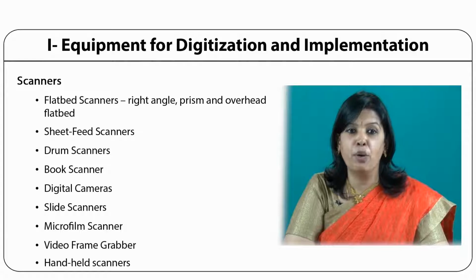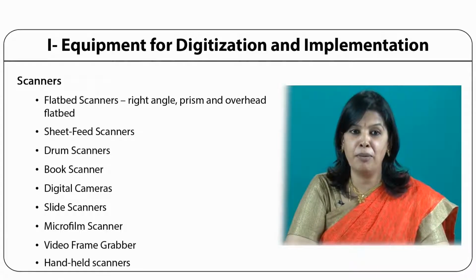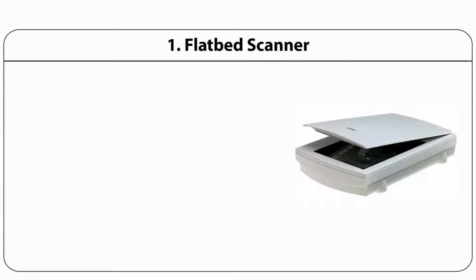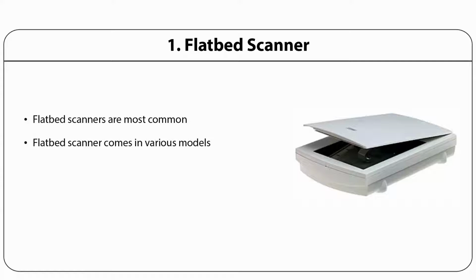First, let us discuss equipment for digitization and implementation. The first equipment is scanners. There are various types of scanners available nowadays. Let us see one by one. The first one is the flatbed scanner. Flatbed scanners are the most common and widely used scanners. Nowadays, flatbed scanners come in various models like right angle, prism, and planetary or overhead to handle bound volumes and books. This flatbed scanner can scan a document at 600 dpi.